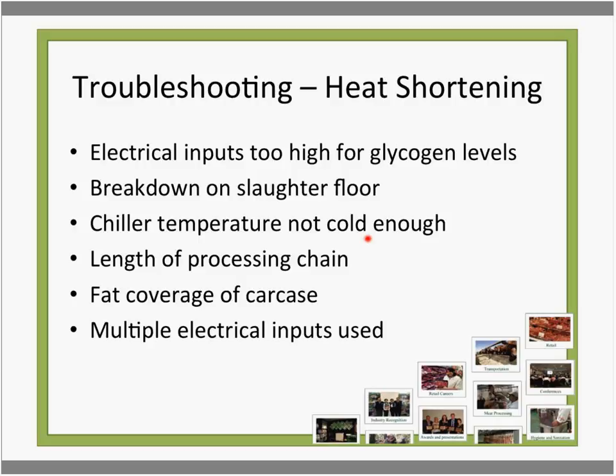There could be a variation in the temperature, which means that temperature stays higher for a bit longer than you'd expect, and you get that decline too quickly to a breakdown. If the chillers aren't cold, you're still keeping that temperature high, or if fat coverage on the carcass is weak, you're still keeping that temperature high, which means you get the acid transfer quicker, which means you get that pH dropping quicker.